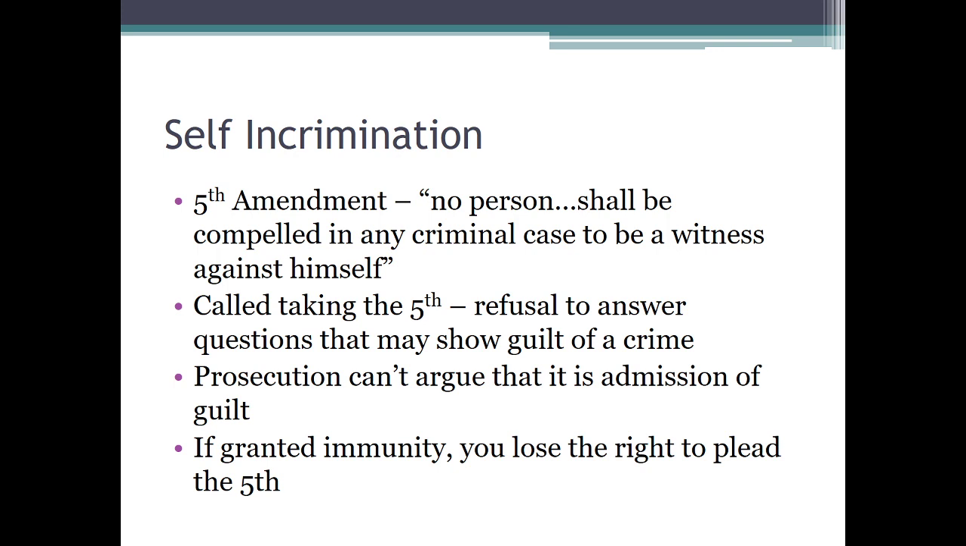If you grant immunity, you lose the right to plead the Fifth. So if I say, okay, I'm not going to prosecute you for a crime, then you cannot claim the Fifth Amendment. You lose that. It only exists if you face trial.